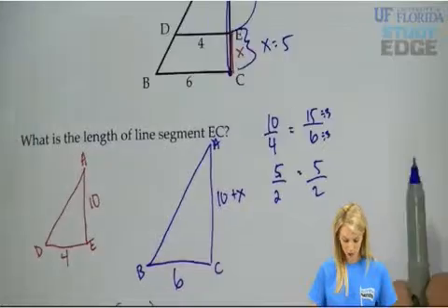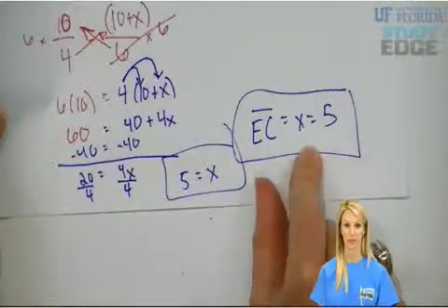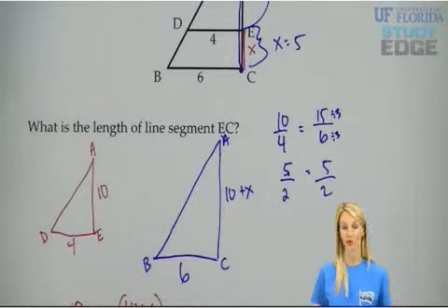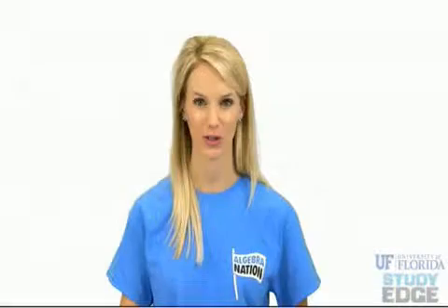So we set up our algebraic proportions and we solved for our line segment, which was x equals 5, and then we checked our answer by making sure that our two triangles were actually proportional. So if you guys have any questions on this one, just let me know.